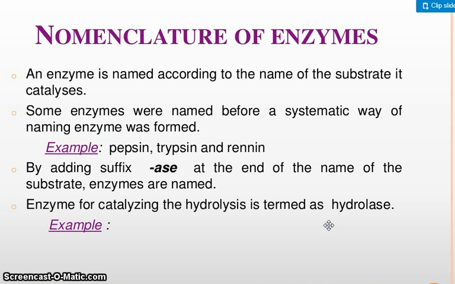Nomenclature of enzyme. An enzyme is named according to the name of the substrate it catalyzes. Some enzymes were named before a systematic way of naming enzymes was formed. Example, pepsin, trypsin and rennin. By adding the suffix -ase at the end of the name of the substrate, enzymes are named. Enzyme for catalyzing hydrolysis is termed as hydrolase.